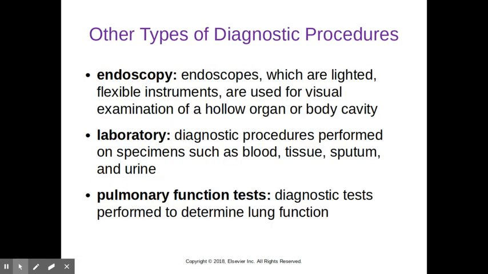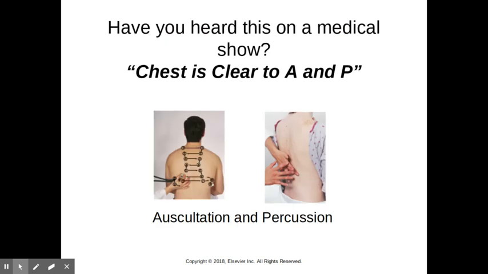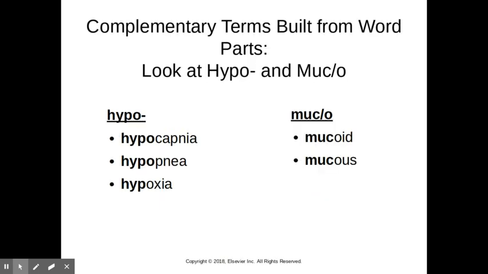Endoscopy. Endoscopes, which are lighted, flexible instruments, are used for visual examination of a hollow organ or body cavity. A laboratory, where things are processed, such as snot, blood, tissue, urine. Pulmonary function test is performed to determine lung function. Auscultation and percussion: you are tapping and listening for different sounds within the chest cavity.